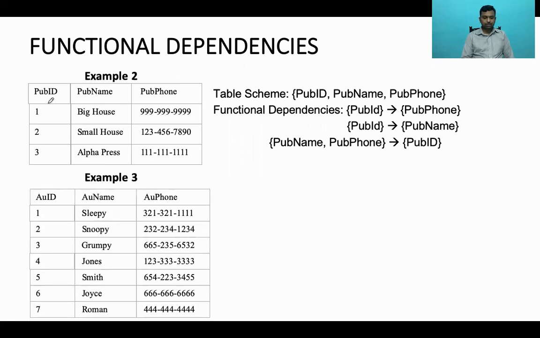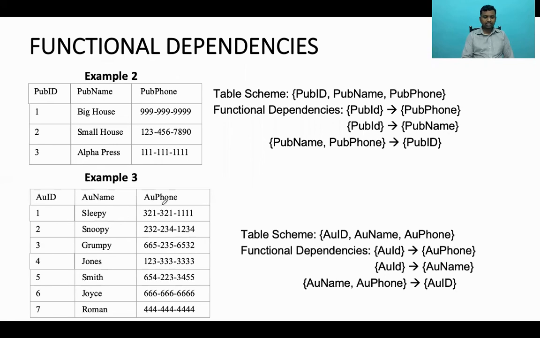Let me give you one more example. Here I have author ID, author name, and author phone. Now here, what is it? I can say author name is functionally dependent on author ID, and author phone number is functionally dependent on author ID again. So here, on the whole, I can say both columns, author name and author phone, are functionally dependent on one column, that is your author ID, right? Both the columns are dependent on author ID. In the same way here, publisher name and publisher phone number both are functionally dependent on publisher ID.